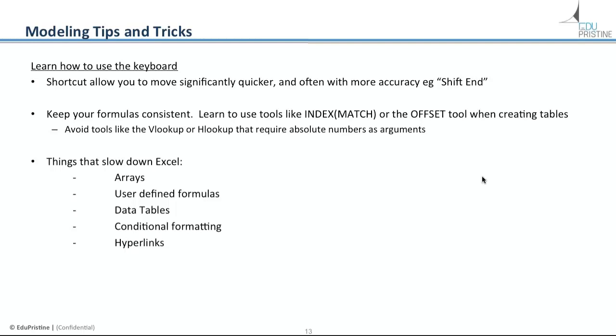In terms of your models, we've already touched on things like keeping your model robust, so that you can't break it or anyone else using it doesn't break it. One of the ways to do that is to make sure that when you're using your model, you keep your formulas consistent. So find ways to use the same formula in every cell. It'll save you having to look for errors. It'll save you having to find out where something's broken, because your entire page will be broken if your formula is wrong, not just one cell.